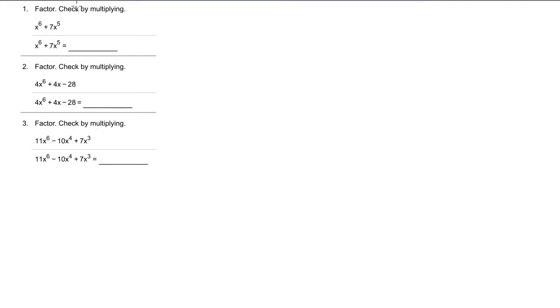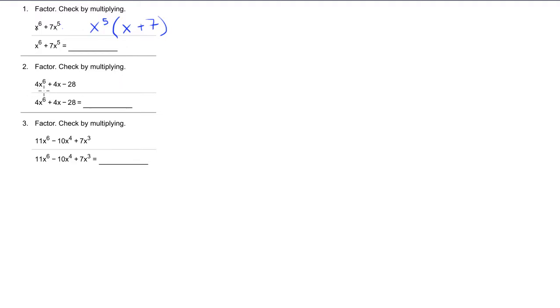Hey there everyone, let's take a look at our review for chapter 5. We're going to start off factoring. I've got x to the 6th plus 7x to the 5th. 1 and 7 don't have anything in common, but they both have a 5. And as a matter of fact, they can both afford to give up 5 factors of 5. So I'm going to pull out 5 factors of 5. 6 minus 5 is 1. And no x remains in the second term, so that's our factoring.